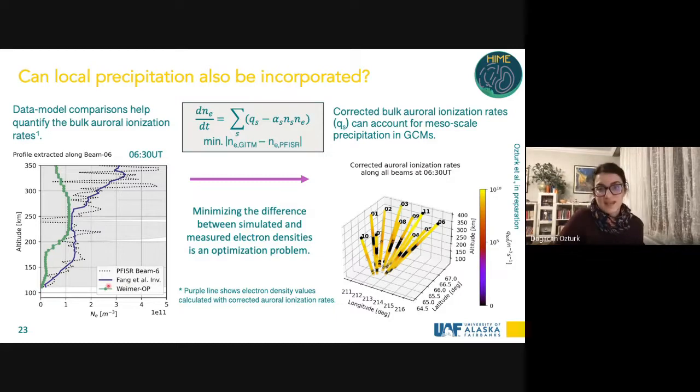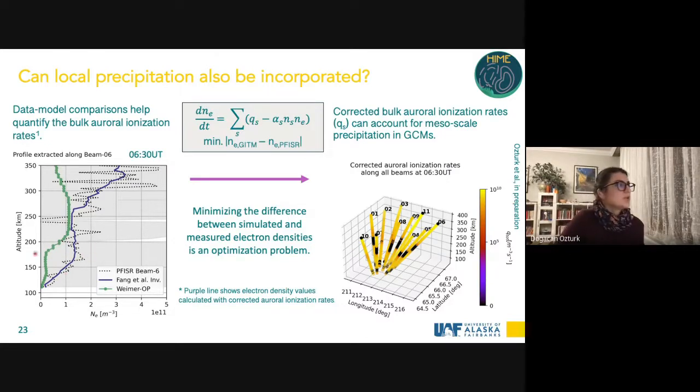Sorry, that's why we had to average its behavior. And then you can see the Weimer and Ovation Prime-driven GITM results at the same location. Especially below 225 kilometers, you can see there's significant difference between the simulated electron density using these large-scale drivers versus the actual measurements.